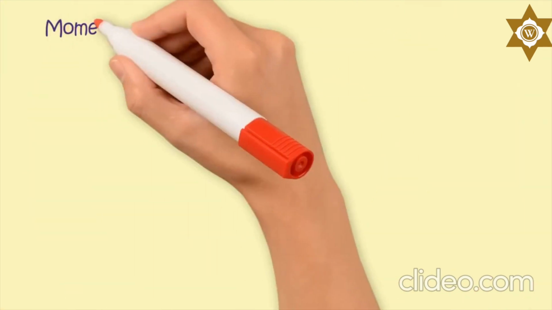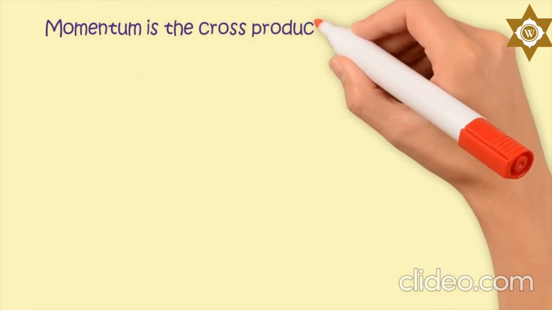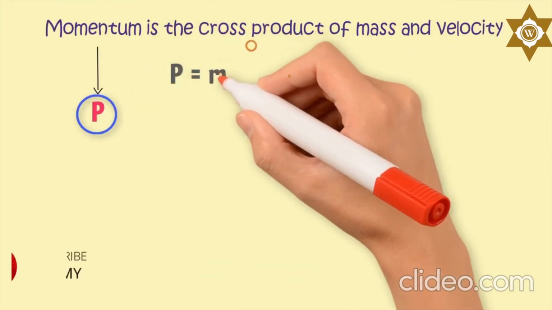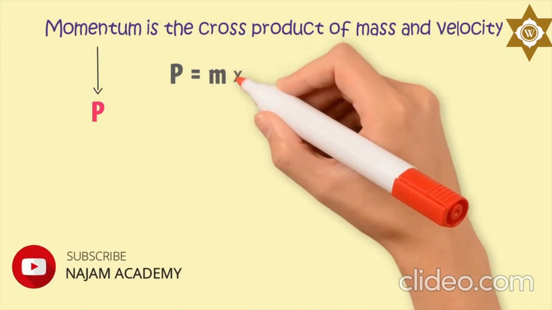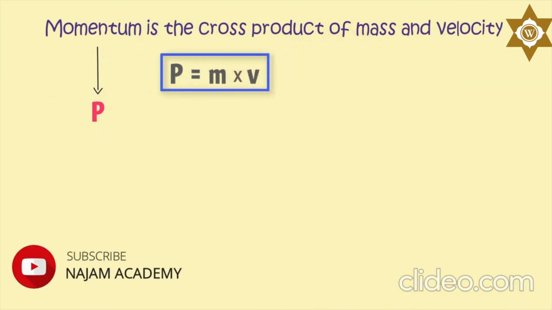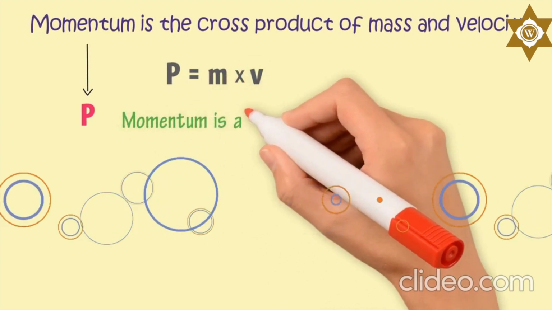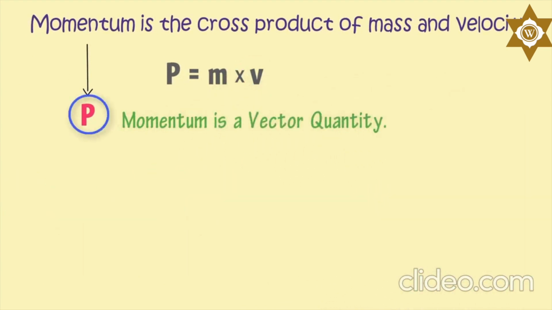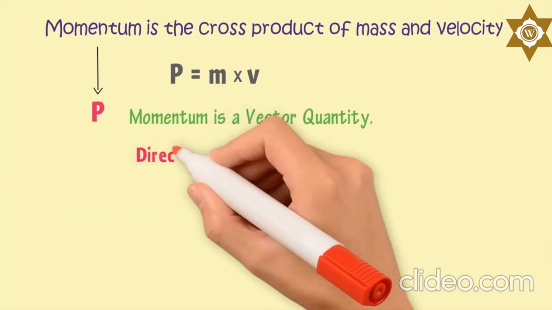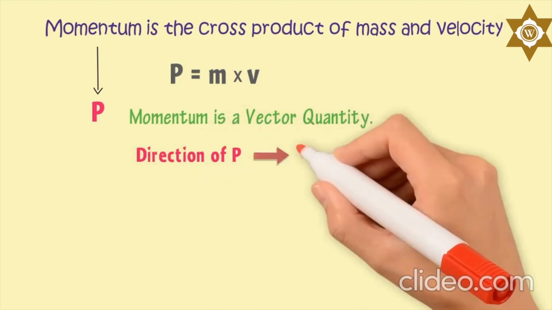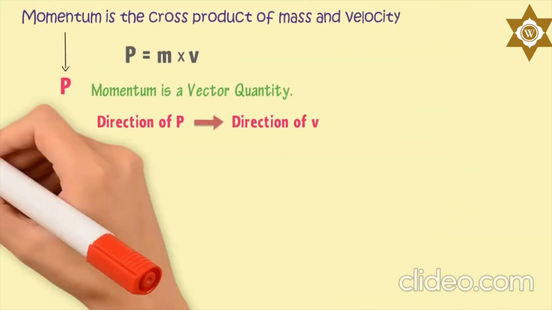In physics, we define momentum as the product of mass and velocity. We denote momentum by P. Hence, P is equal to m times v. We know that velocity is a vector quantity. Hence, momentum is also a vector quantity. The direction of momentum is the same as the direction of the velocity.